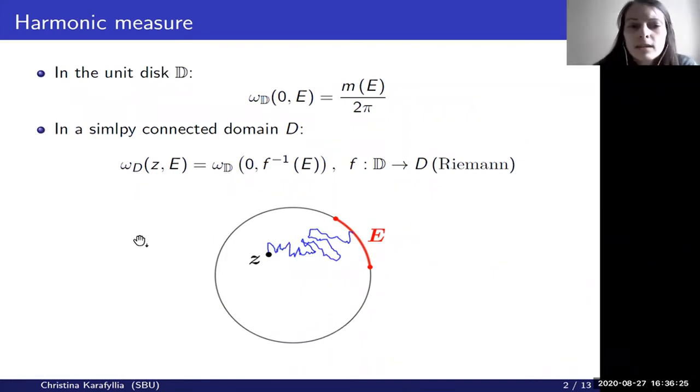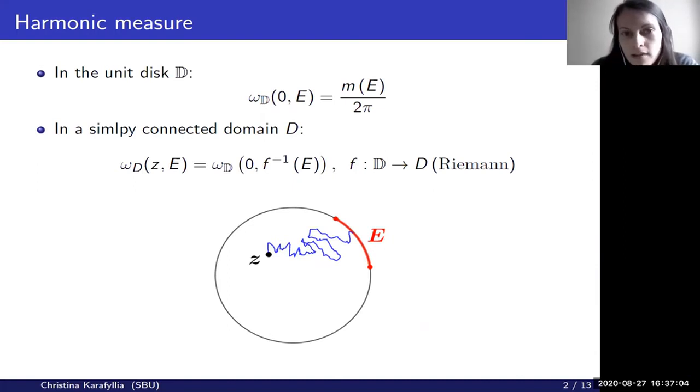Okay, so just keep in mind that it's conformally invariant, and it gives us the probability of a Brownian motion starting from Z to exit from the domain through E. This means that when the point Z is close to the set E, then the probability is very high, so harmonic measure tends to 1. And when Z is far from E, then the probability is very low, so the harmonic measure tends to 0. That is the probabilistic interpretation of harmonic measure, and I think it's the simplest way to describe this.